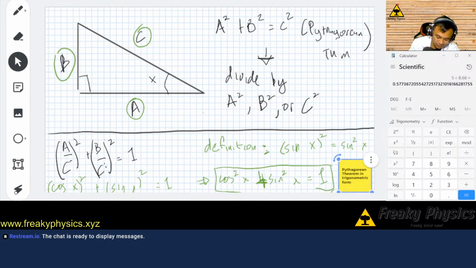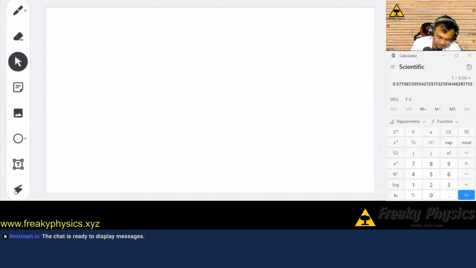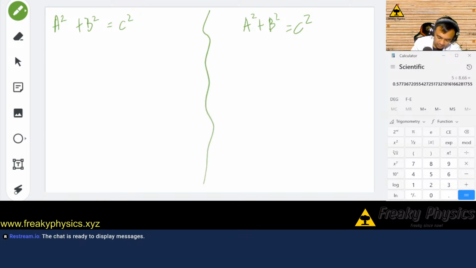Okay, so that's the first one. Now we can divide by either a or b, right? So let's just do it on the other side. Put it here: a squared plus b squared equals c squared. We'll write it here as well. Now, if we divide both sides by b squared, we get a squared over b squared plus 1 is equal to c squared over b squared. What's a over b? That's tangent, right?